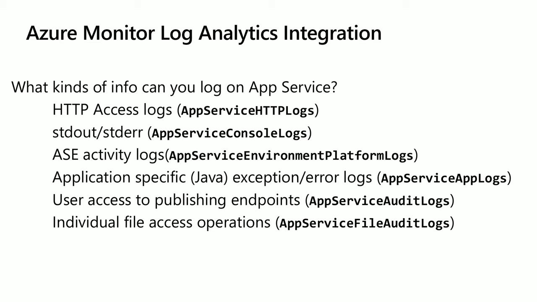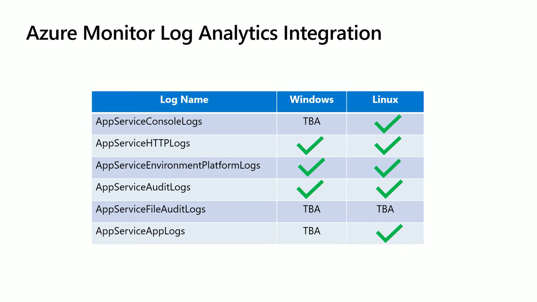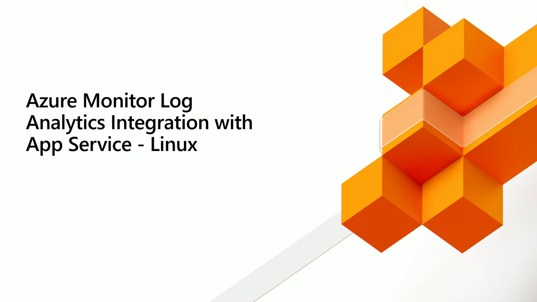And then the last two are about giving more auditing and visibility into what's going on inside of the platform. So you can actually see, for example, that someone authenticated to an FTP endpoint. Or down the road, we're building it out for Windows, you'll be able to see individual file access operations and get that logged. So this is basically the state of the union. Long and the short of it is Linux has pretty much most of the log information already available. The biggies for Windows are the console logs, standard out, standard error, and then the file access logs that are still being developed.